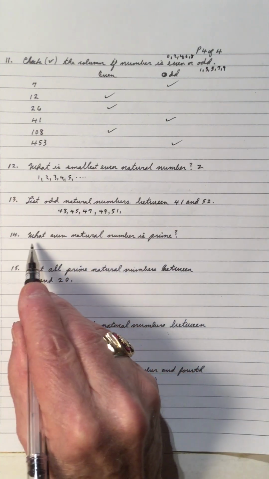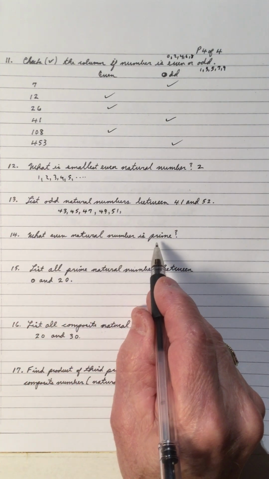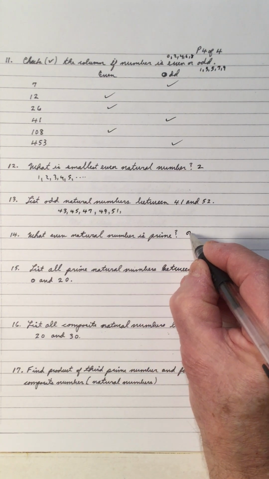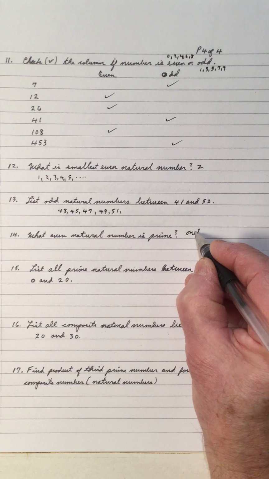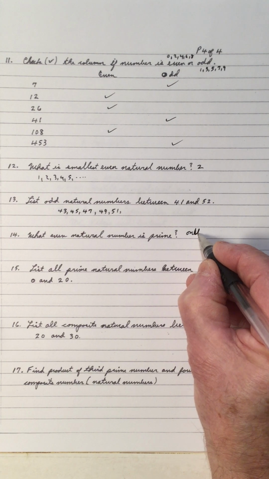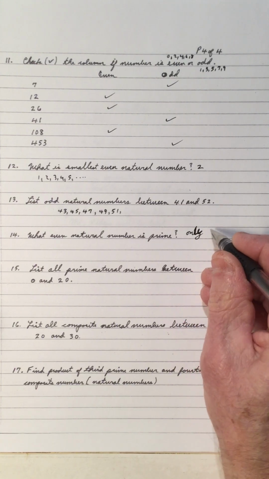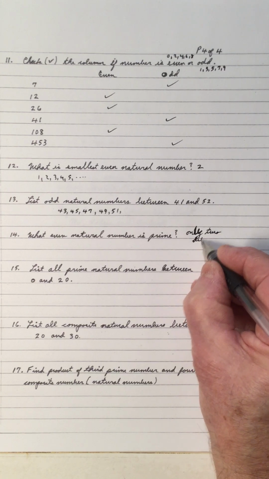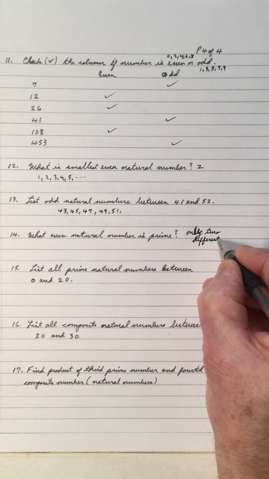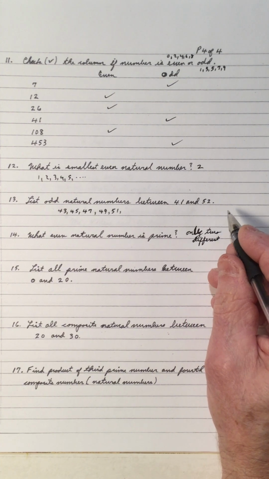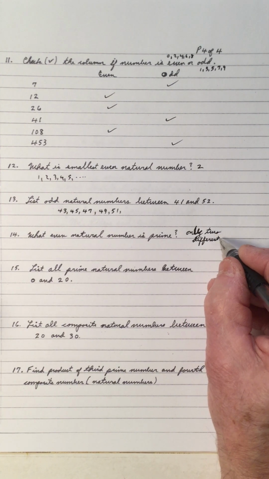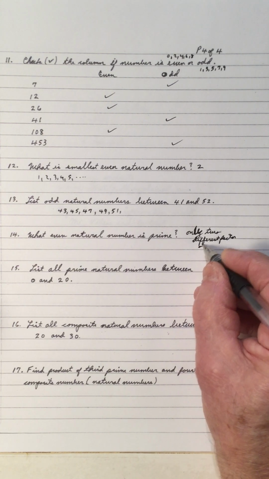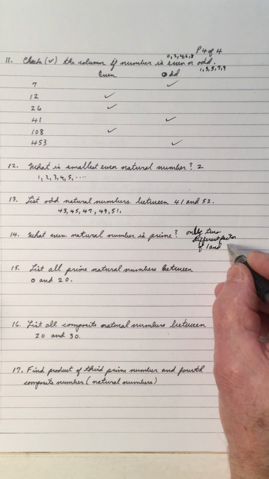What even natural number is prime? What's a prime number? Well, a prime number has only two different factors. When I say only two different, they can't be the same factors. We can only have two different factors, 1 and itself.